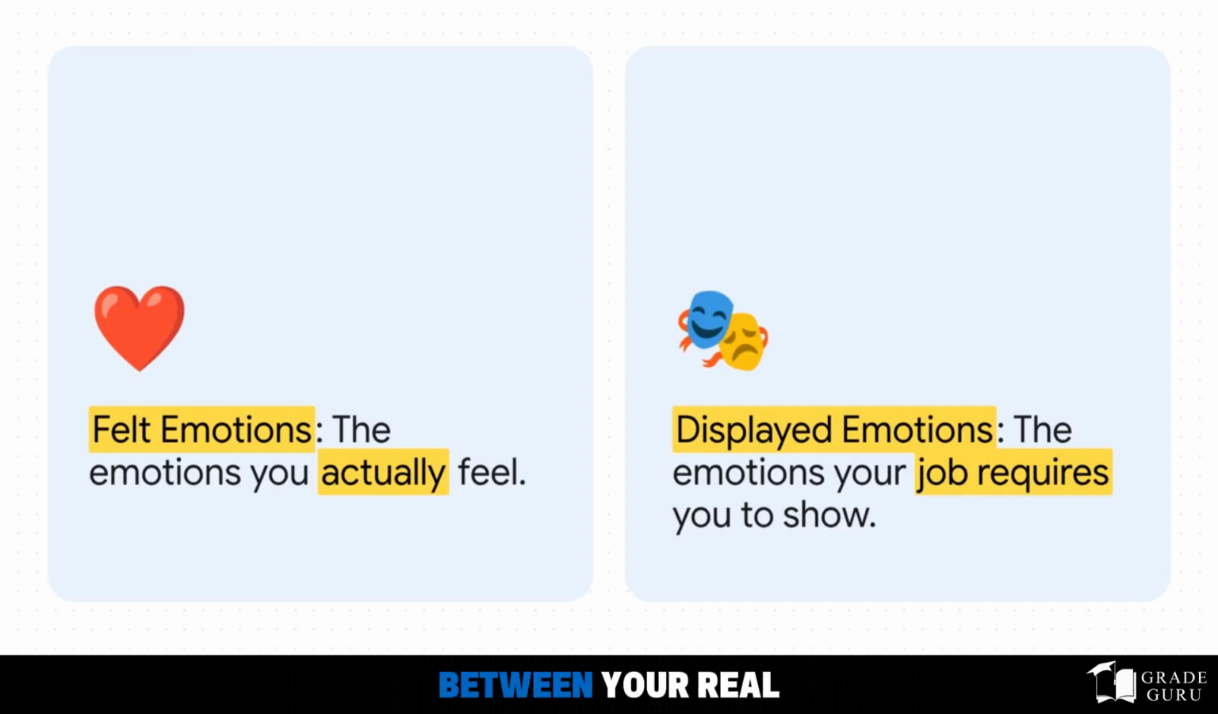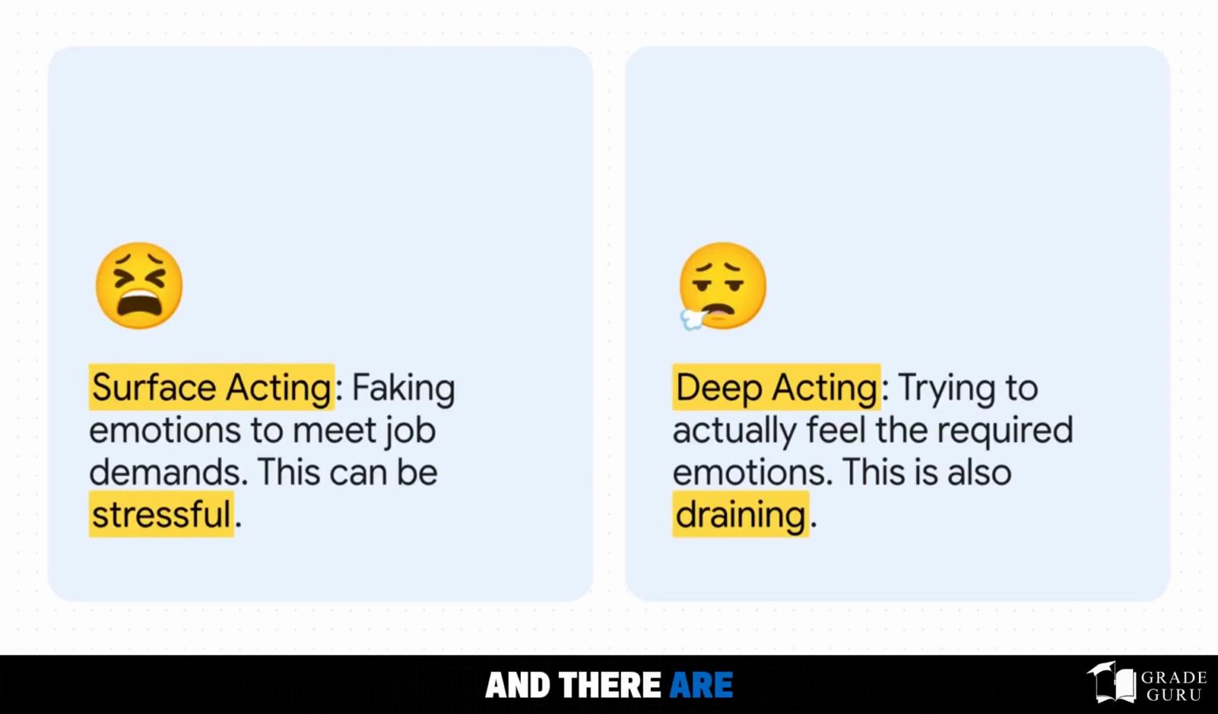It's the difference between your real felt emotions and the displayed emotions you have to put on for the job. And there are two main ways people manage this gap. You can do surface acting, which is basically faking it. You're smiling at the customer, but inside you're totally frustrated. As you can imagine, that's incredibly stressful. The other way is deep acting, where you try to genuinely change your internal feelings to match what you're supposed to be showing. It might feel more authentic, but man, is it emotionally draining.